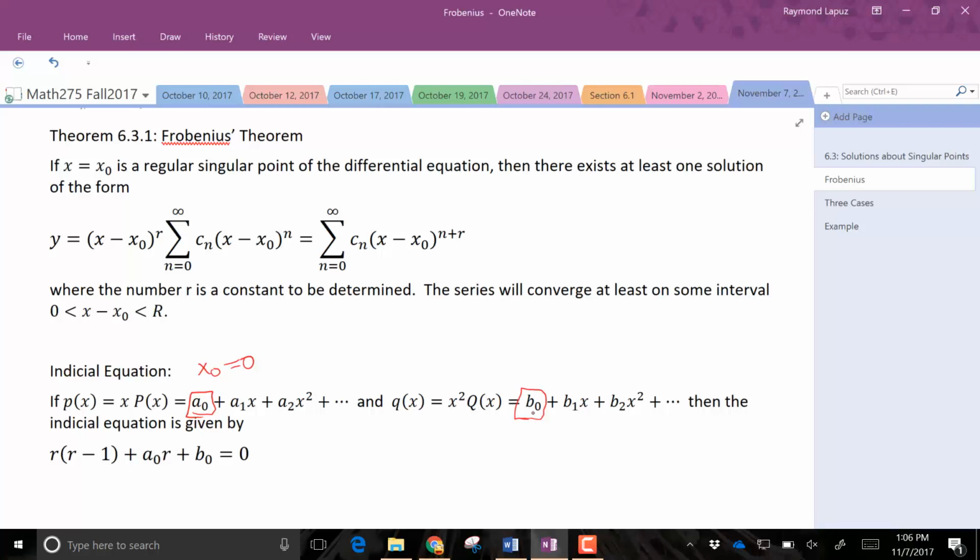So we're going to figure out what a and b are equal to, and then we're going to come up with a quadratic equation in R that we're going to solve. And that's going to give us a value for R. Once we find the value for R, then we're going to put it into this form according to Frobenius. And then we're going to try hard to solve for this series. Okay?